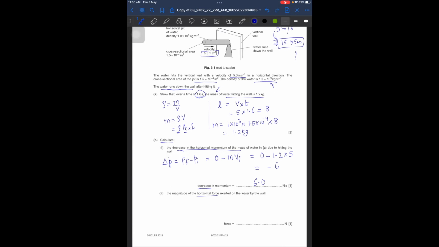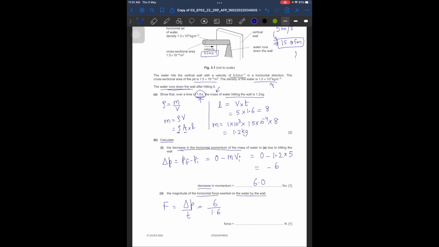Magnitude of horizontal force exerted on the water by the wall. Force and momentum are connected by Newton's second law. That's rate of change of momentum, so we will write that. And the momentum change we already calculated. The time is given to us. If you see, this is the time, 1.6.